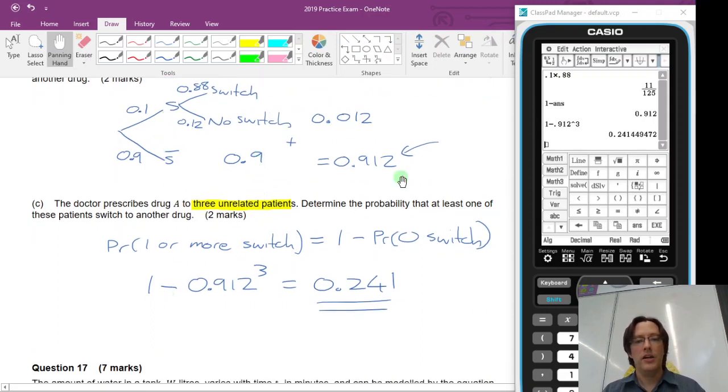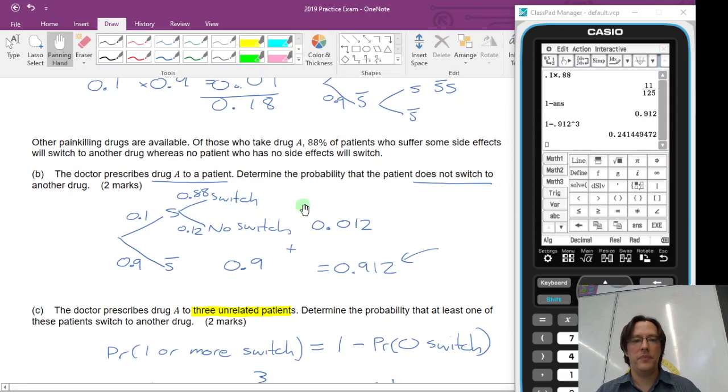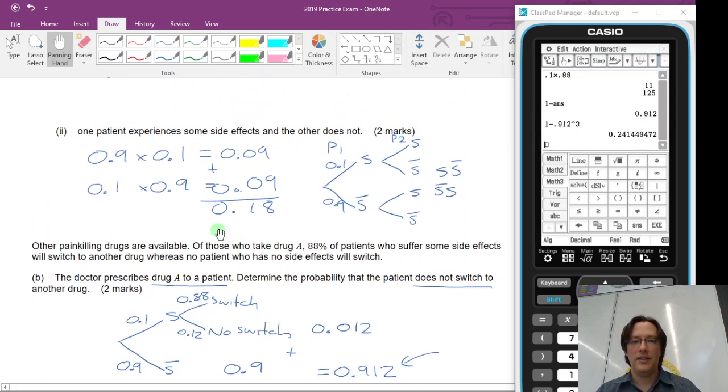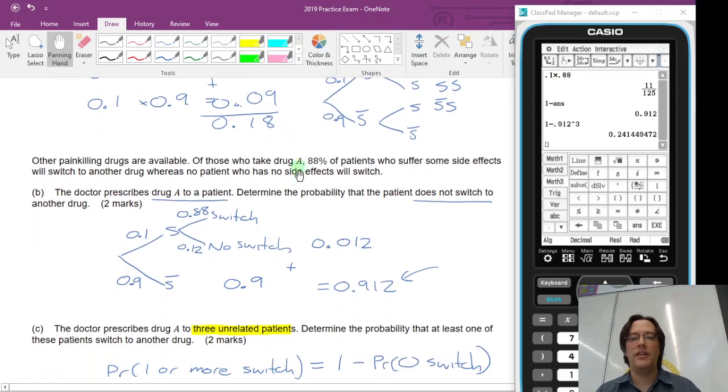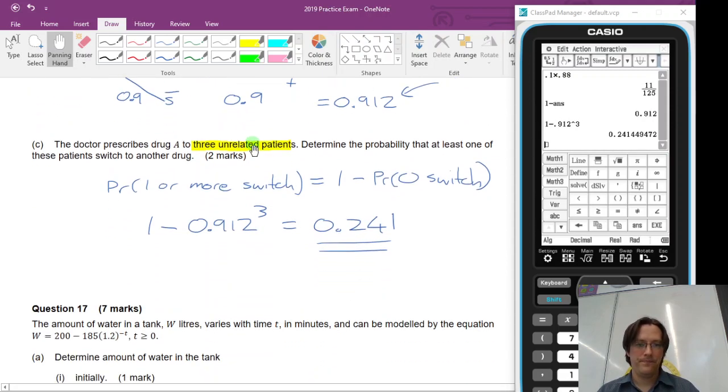So there we go. Lots of confusing little things to have to think about in this one, such as this idea or this sort of misshapen tree graph, which does not have a second step down here, and realizing that there's 2 different ways that one patient could experience side effects and the other not. So there's lots of different ways you can muck this one up, unfortunately. But if we think about it methodically, we can get to the answer.